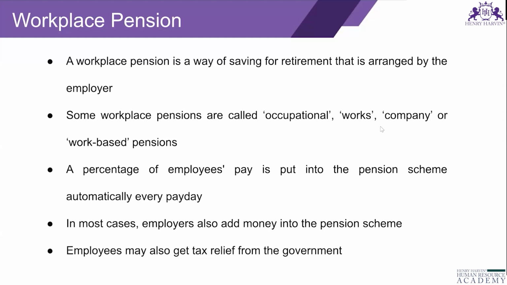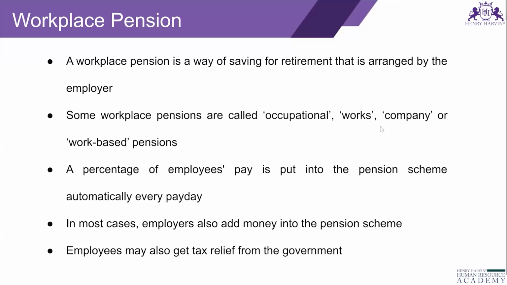Okay. So some workplace pensions are called occupational. Some are called works, company, or work-based pension. All are the same. These are all company pensions, which is not the state pension. State pension is from NIC. This is completely different. A percentage of employees' pay is put into the pension scheme automatically every payday. So if you auto enroll someone, that is, you start deducting one month automatically, then you have to continue, till the time the employee says I want to opt out, then it is a different thing.